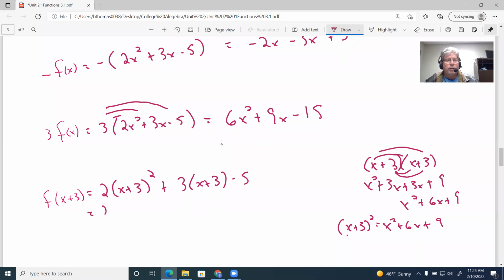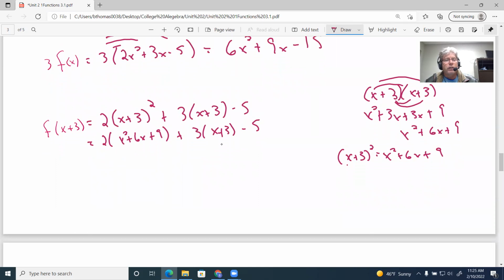So what I have now then is this 2 times this x squared plus this 6x plus this 9, plus then this 3 times this x plus 3 minus this 5. So then I need to multiply the 2 through the parentheses to get rid of parentheses. So it's going to be 2x squared plus then 12x plus 18. And then I got to multiply the 3 through the parentheses. Since it's a positive 3, no sign changing. So it's going to be a 3x plus a 9. And then you have this negative 5 on the end.